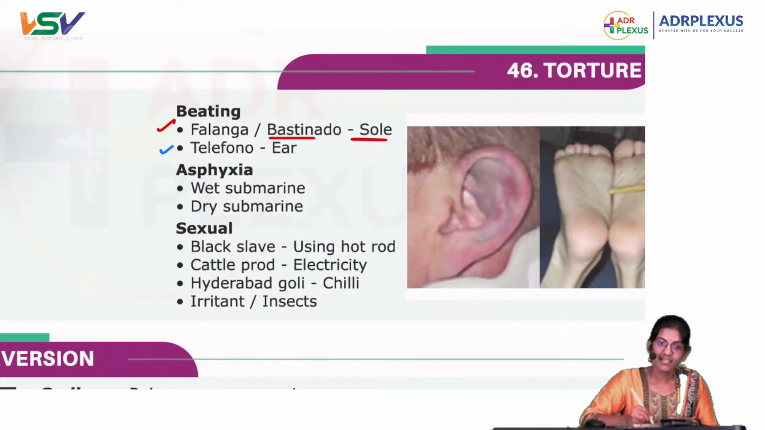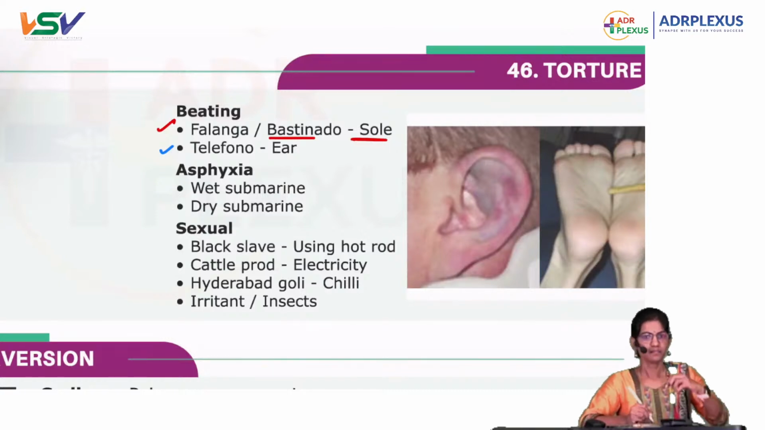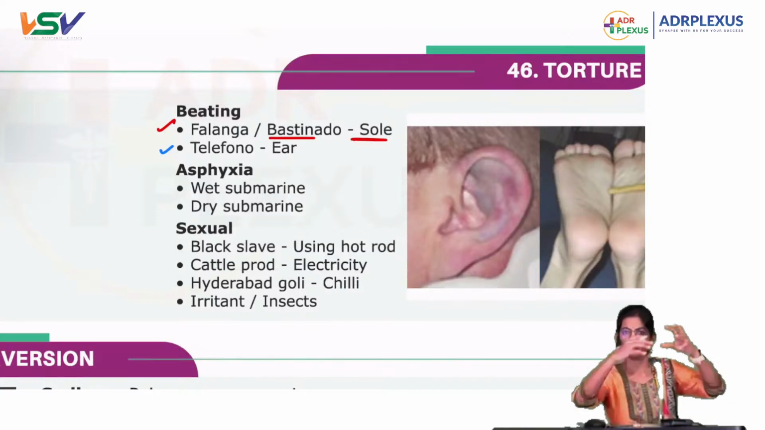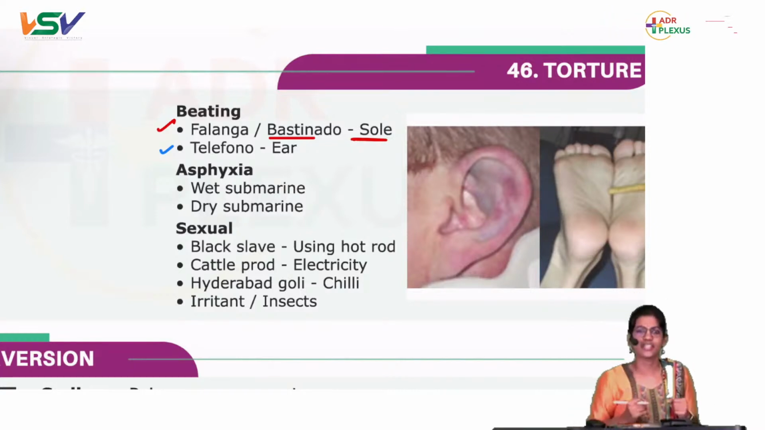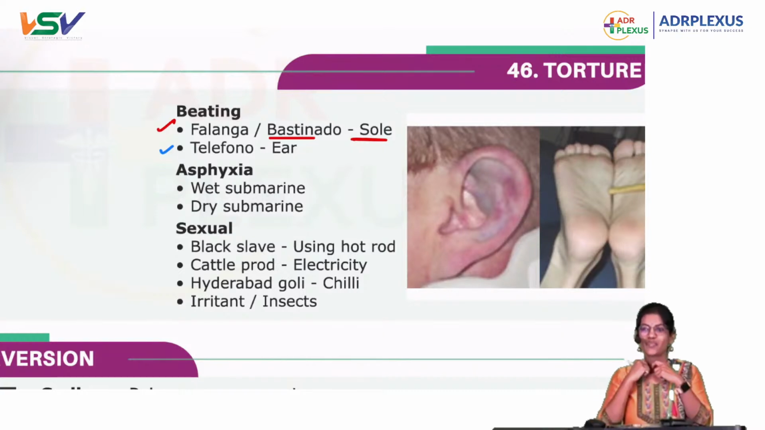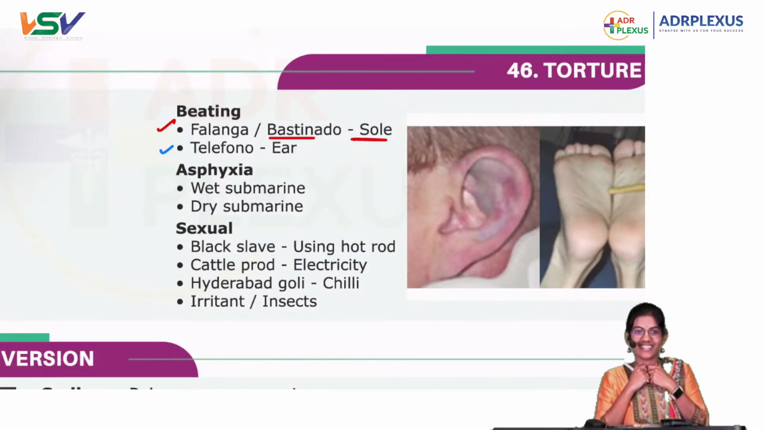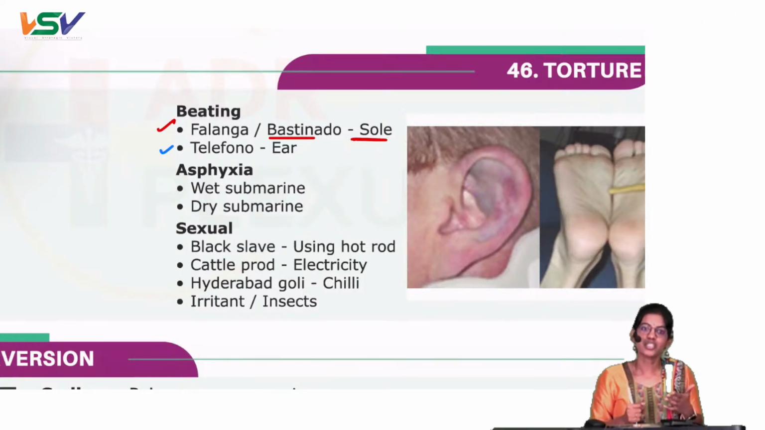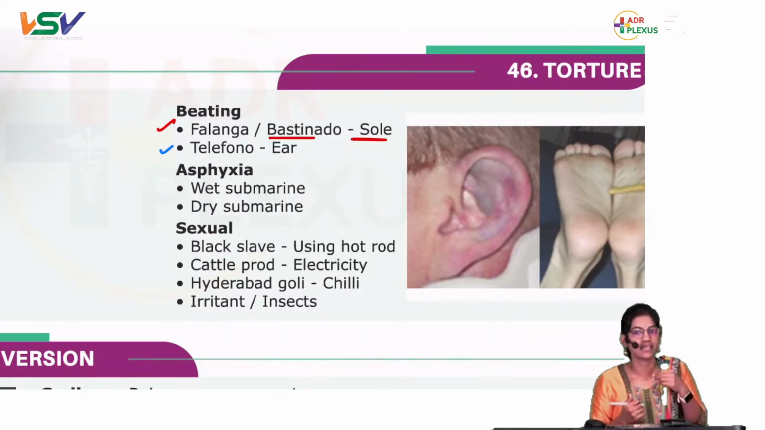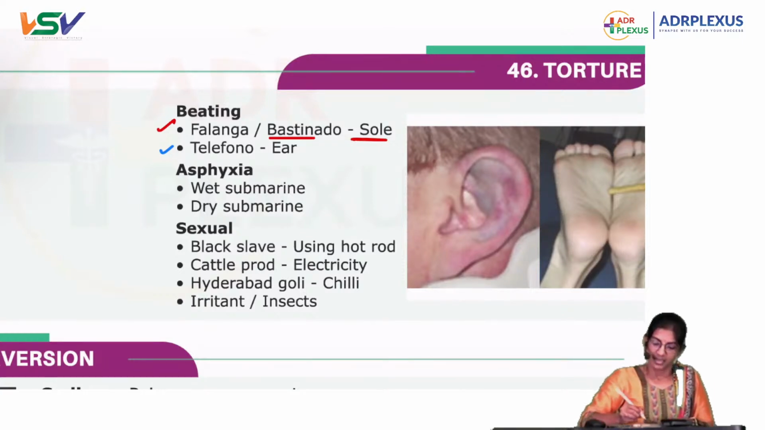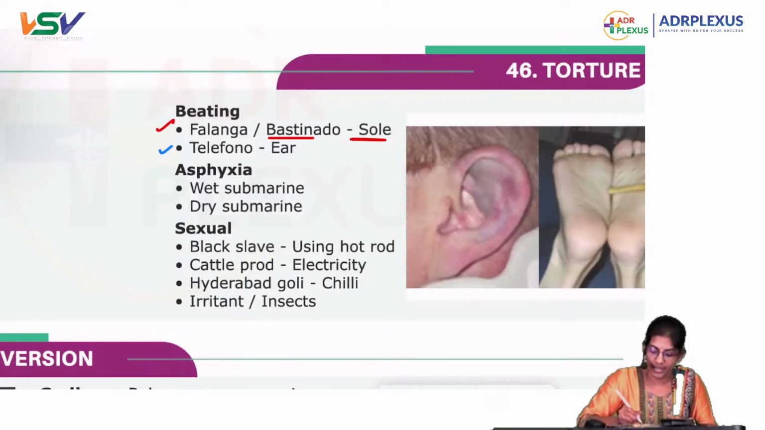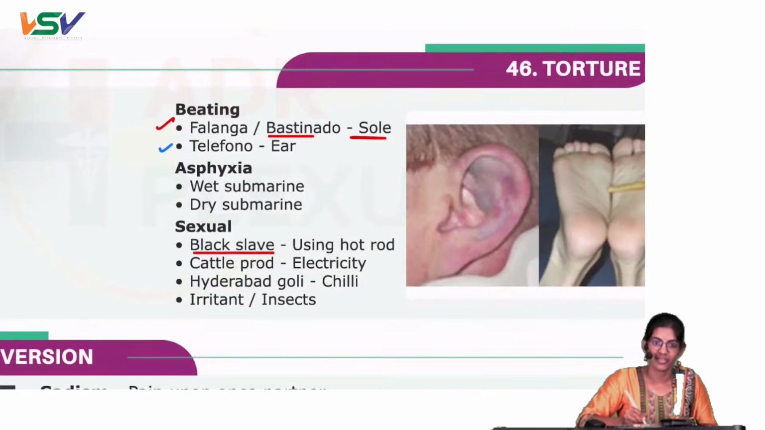Okay. Then we have wet submarine and dry submarine. Keeping a person down, cloth on his face, pouring water continuously, right? That's wet submarine. Dry submarine is when they tie a paper bag around the neck. That is dry submarine. Sexual asphyxias. Sexual asphyxias can be by inserting anything into the vaginal, oral, or anal canal. When they use a hot rod, it is called as the black slave.